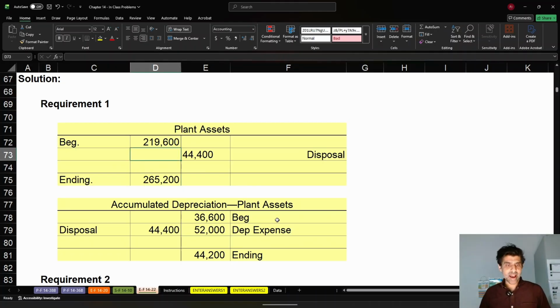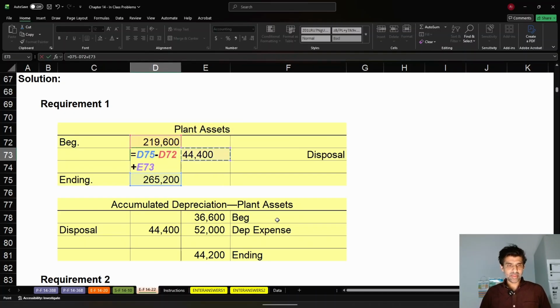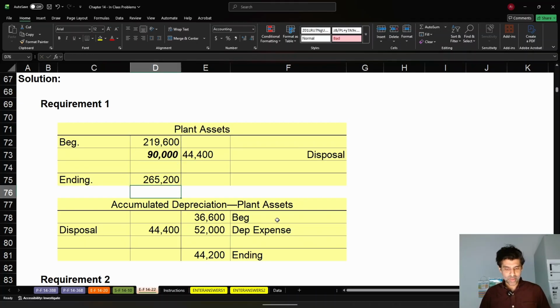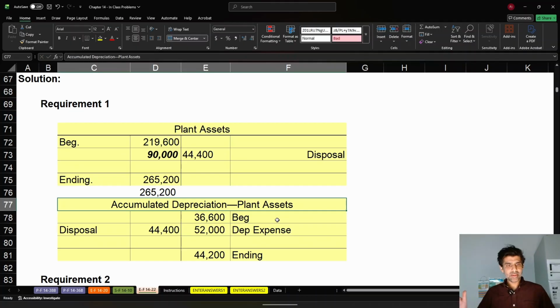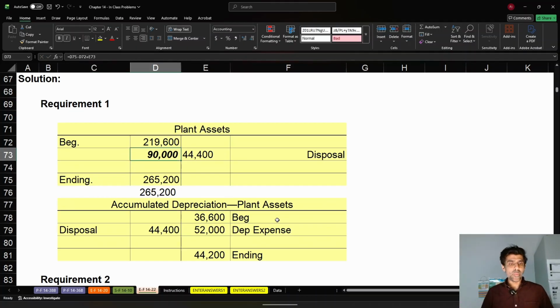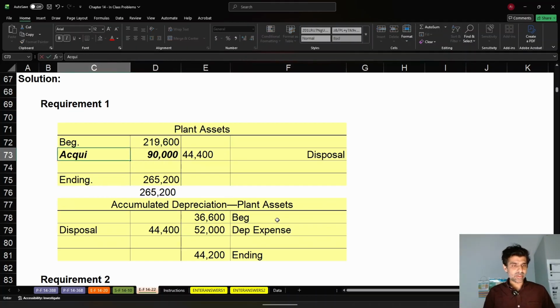Okay, so we can figure exactly what that is by just taking the ending balance minus the beginning balance plus this credit, 90,000. Okay, so now let's just make sure it works. This plus this minus this. Okay, let's see. Yes, it works. And what does this represent? These are our acquisitions.